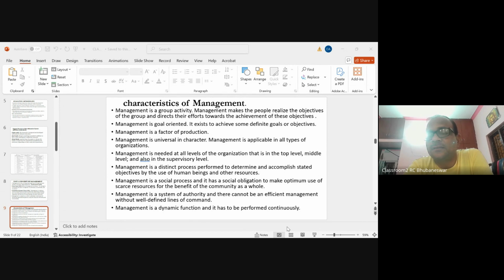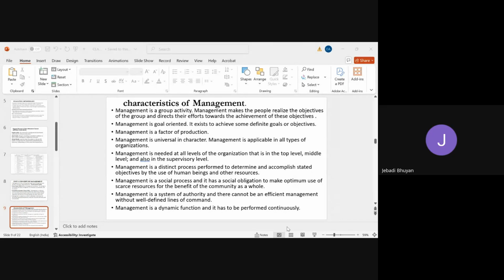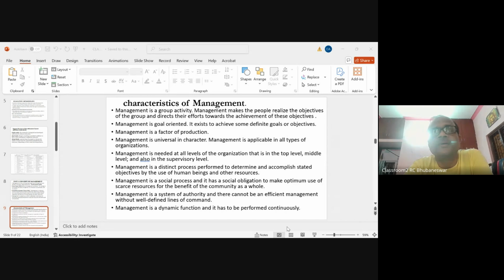Any other? Sir, lack of good behavior. Okay, very good. Yes, come up, other. So a variety of factors are working. Some important factors are, as you are telling, behavior and communication are very important.